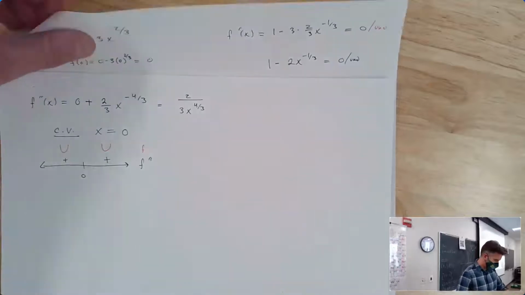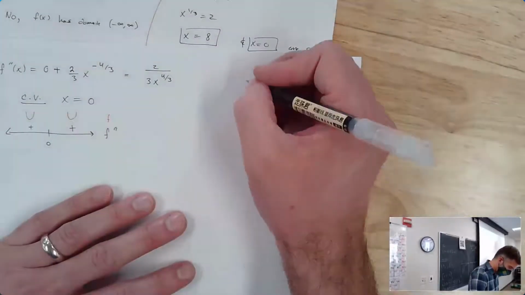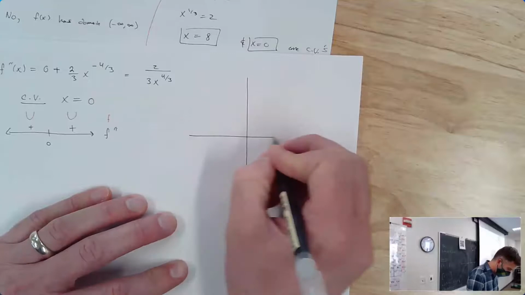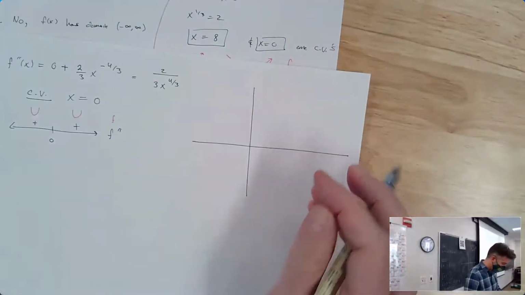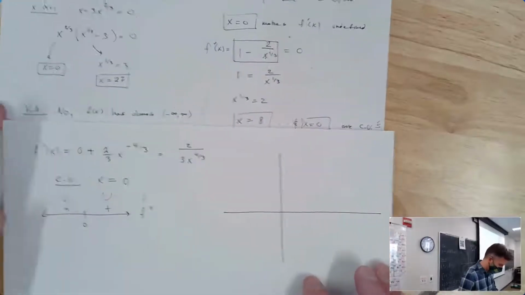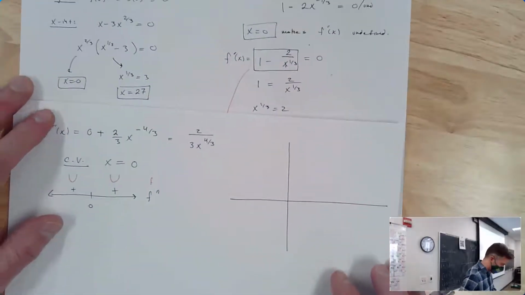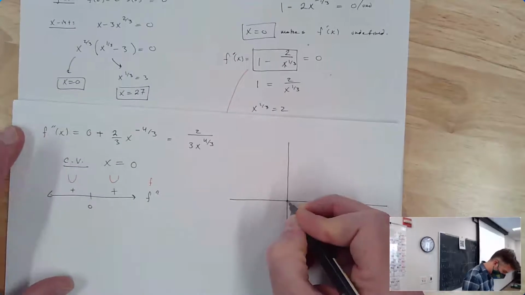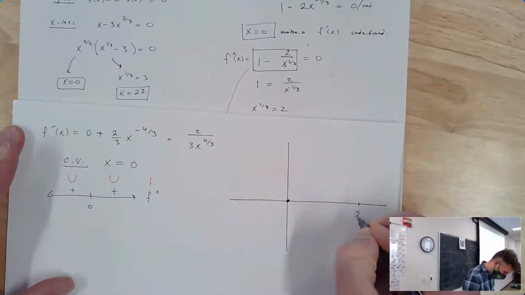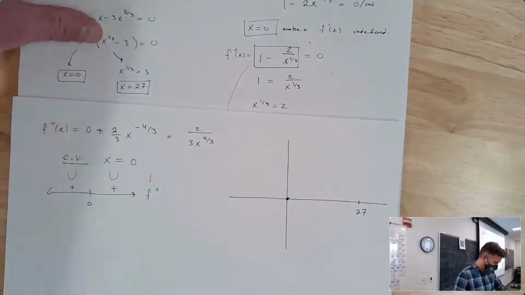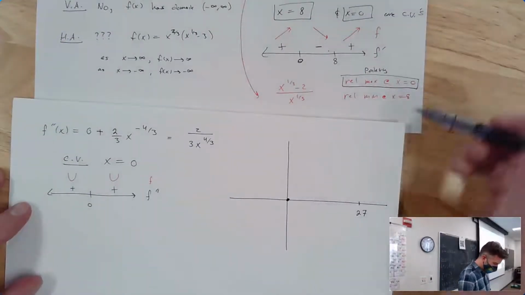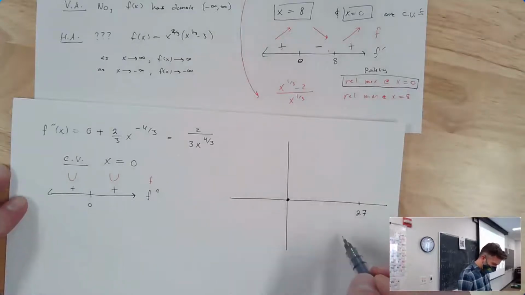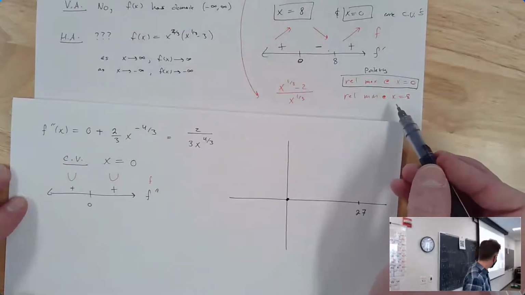All right, so trying to graph this thing. We have intercepts at 0 and 27. And we know we have a relative maximum at 0. So it's going to be increasing, decreasing. And then we have a relative minimum at 8. Oh, and we should find the y value for 8 because it's going to help us.